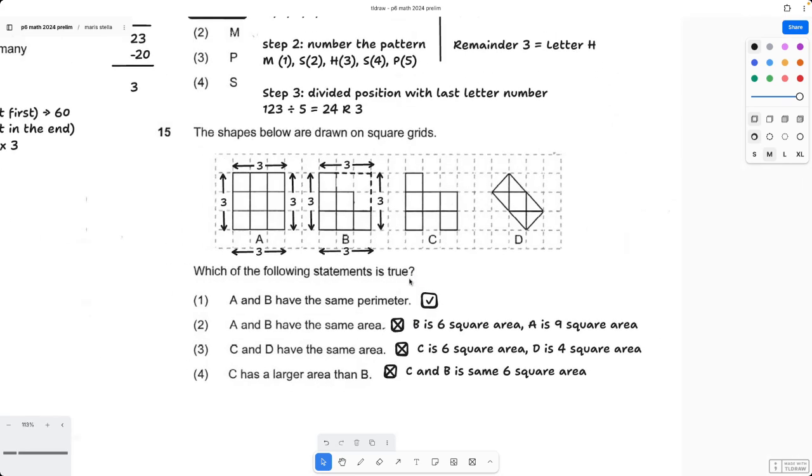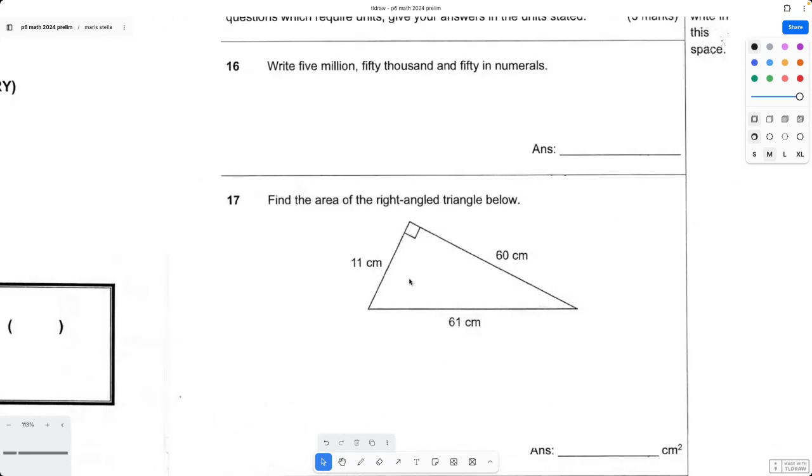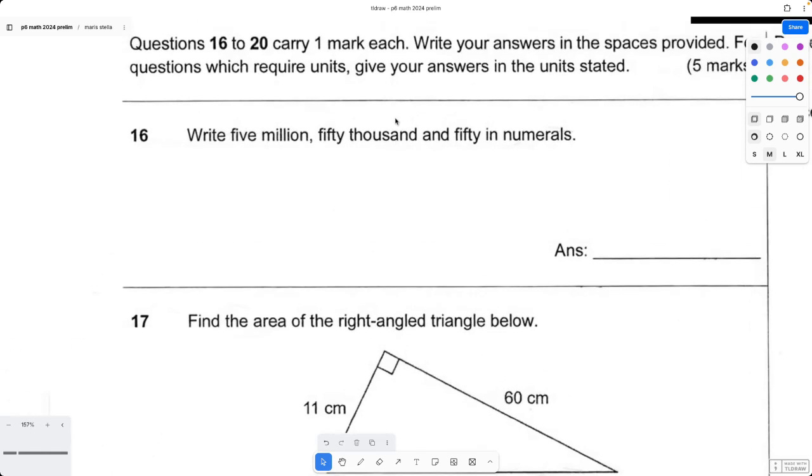All right. Let's move on to the next question, which is booklet B, question 16. Question 16 says write 5,000,000, 50,000, and 50 in numerals. So 5, 5, 1, 2, 3, 1, 2, 3. This 5,000,000, 50,000 is 50,000 and 50 in numerals, right?